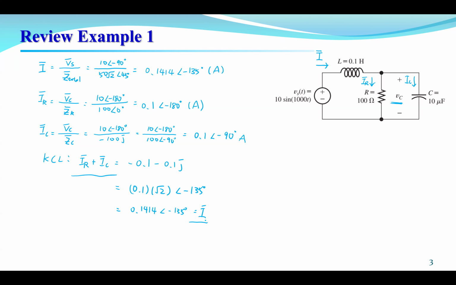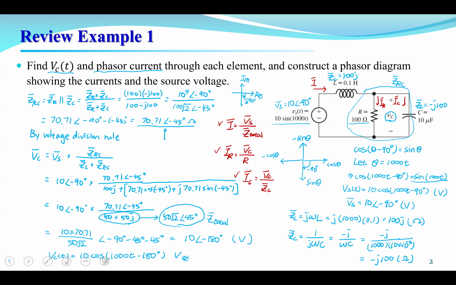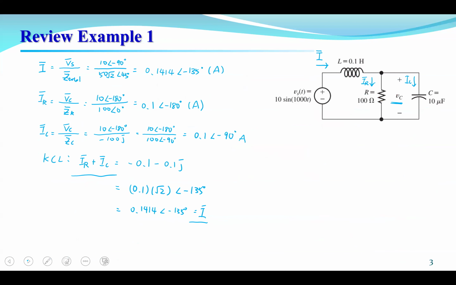So for phasors, KCL is also satisfied. For the example, let's look at the example again: construct a phasor diagram showing the currents and the source voltage. So let's construct a phasor diagram. It needs to be drawn on the complex plane. This is Re, this is Im.